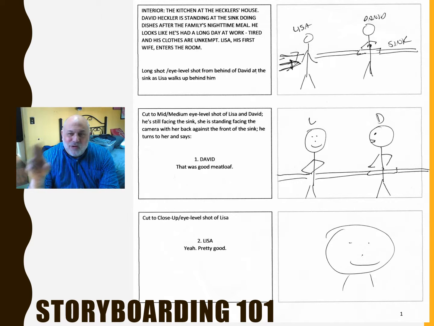And my drawing on the right, as sad as it is, shows you what I'm seeing. I'm seeing David standing at the sink with the counter. I see Lisa walking in from the left. The arrow points out that she's walking in, right? I've even put Lisa on the left, David on the right, just so we're all sure, right? So that's my first camera setup.